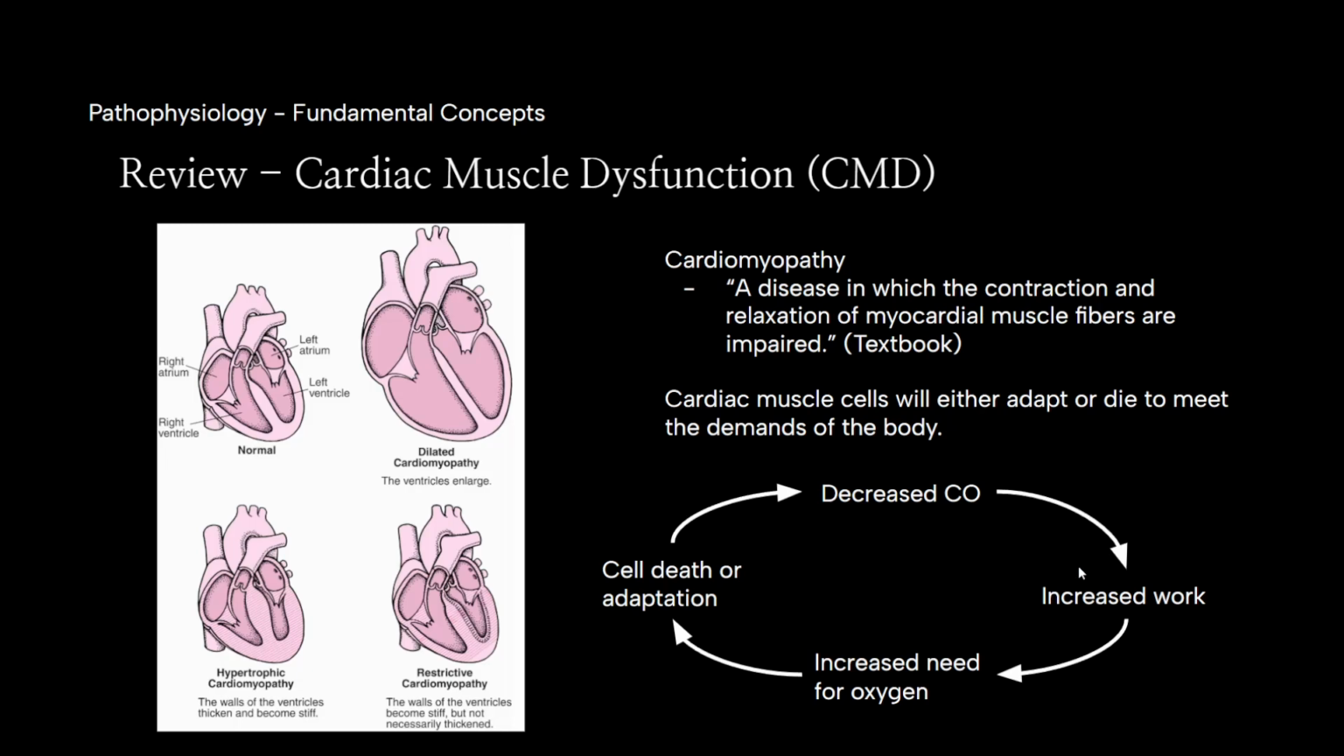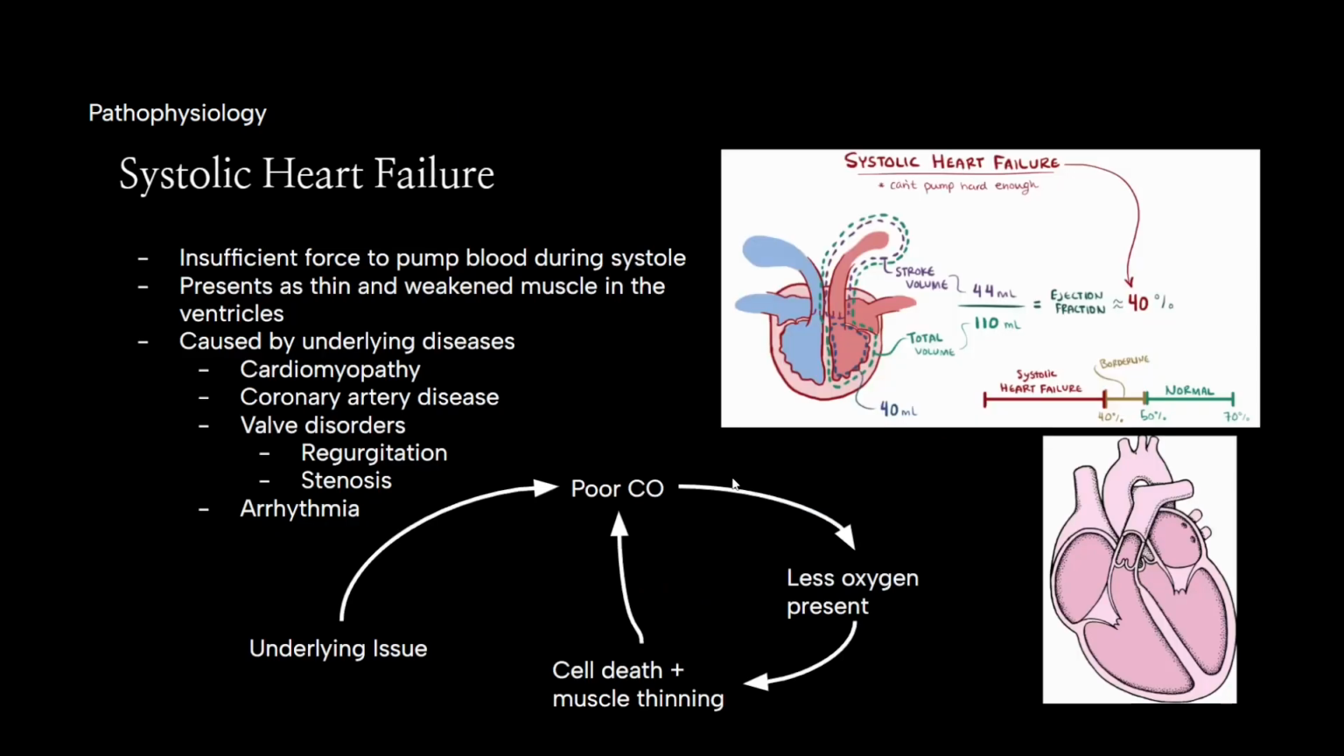Because of that increased work on the tissues, there's an increased need for oxygen. Cells will either die or adapt. So if they die, you might see something like dilated cardiomyopathy, or if they adapt, you might see something like hypertrophic cardiomyopathy. And we'll dig into this a little bit more as we talk about the different types of heart failure. First one we want to talk about is systolic heart failure.